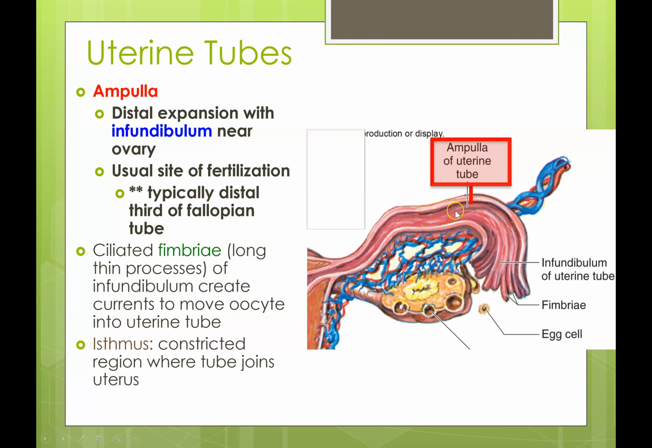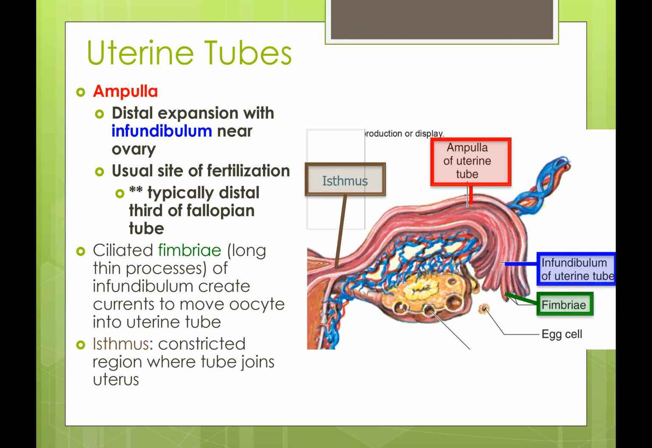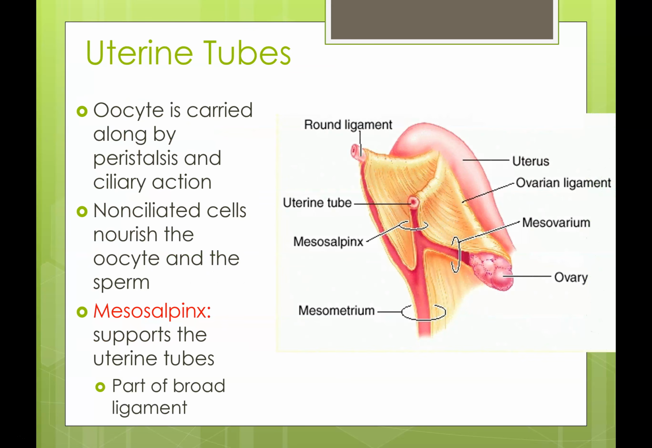Sometimes that egg will get fertilized and won't be able to make it all the way down to the uterus, and instead will try to implant on the wall of the fallopian tube and develop in that region. And this would be called an ectopic pregnancy. But let's just say we got that egg fertilized and it's continuing on its merry way. This area where it is more narrow or constricted is called the isthmus. So once we move past the isthmus, we are going to move into the uterus.